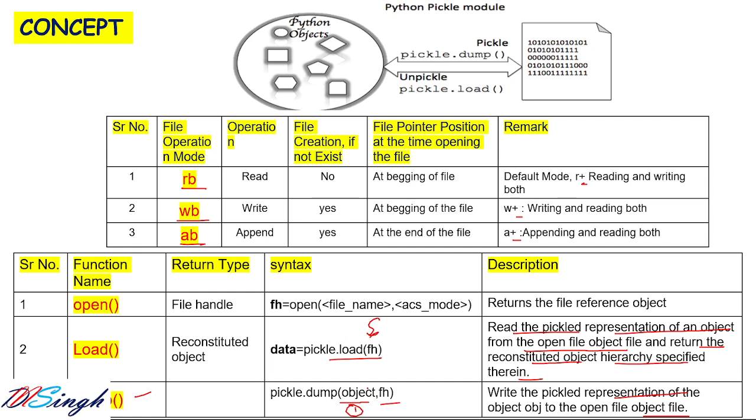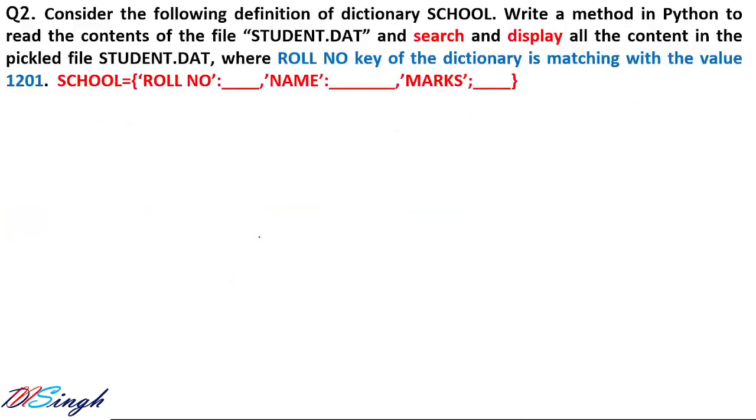So these are all functions that you need to keep in mind while solving such types of questions. Without any delay, let us move to our first question and see what it is. Consider the following definition of the dictionary school. What is the record type? Dictionary. Remember that. Write a method in Python to read the content of the file student.dat.